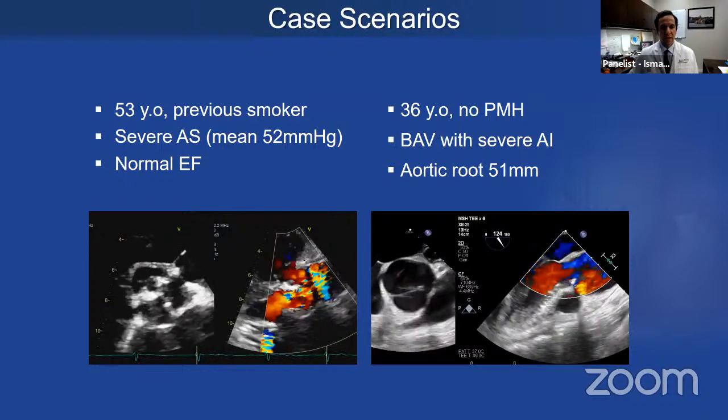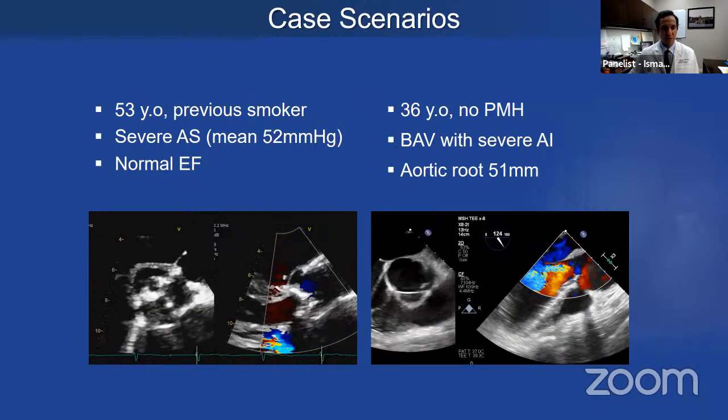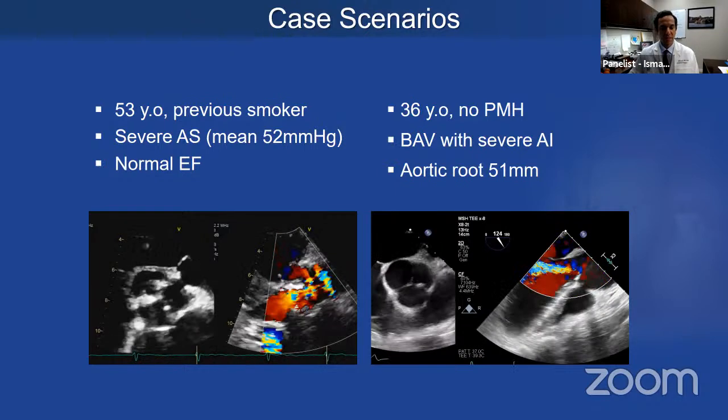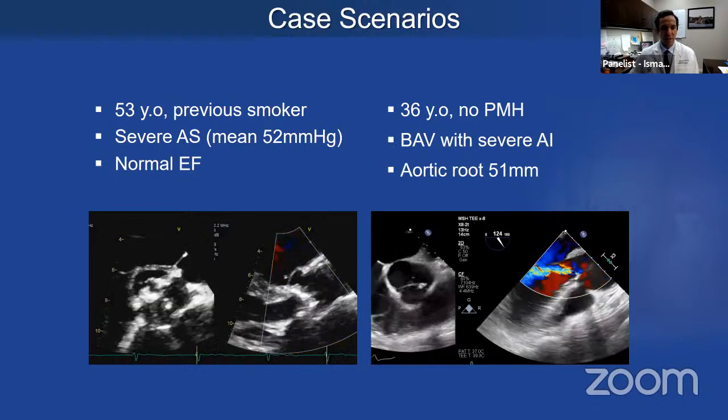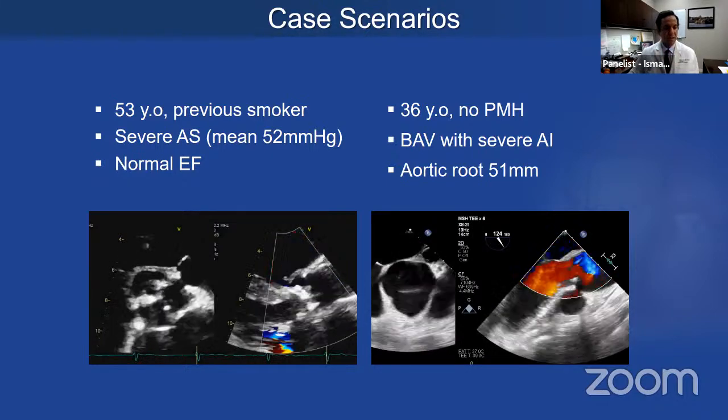And likewise, this is a 36-year-old patient with no previous medical history who presented with bicuspid, severe AI, and a root dilatation measured at 51 millimeters. Again, how do we best approach it? Is it a biobentol? Is it a mechanical bentol? Or is it other options?